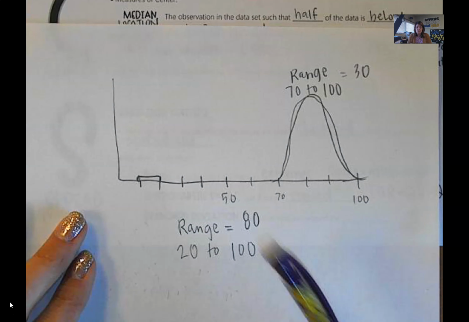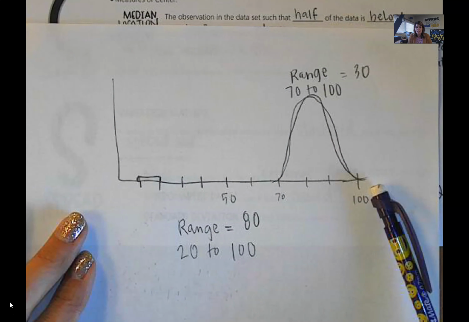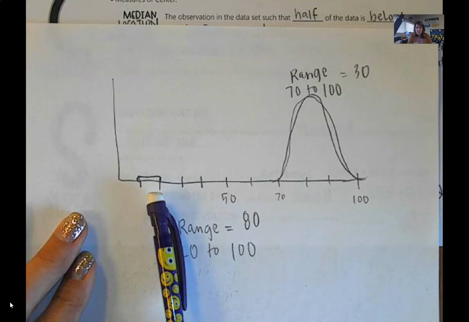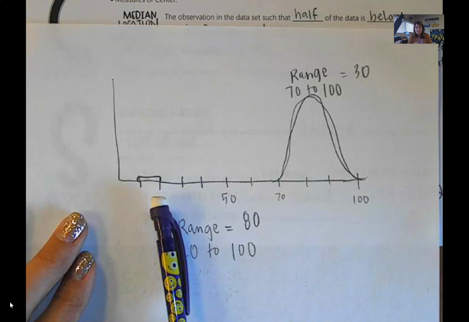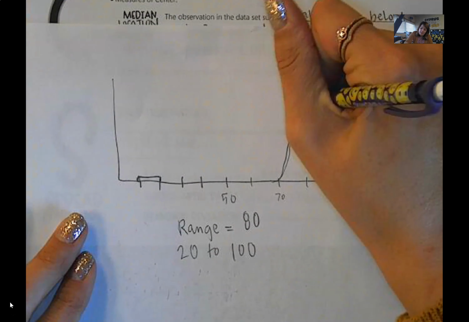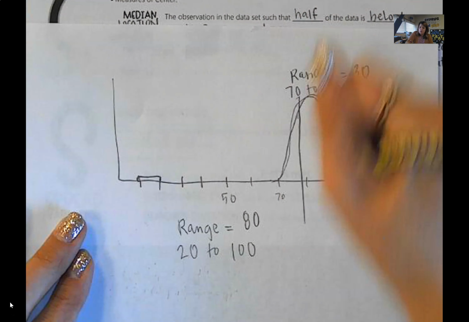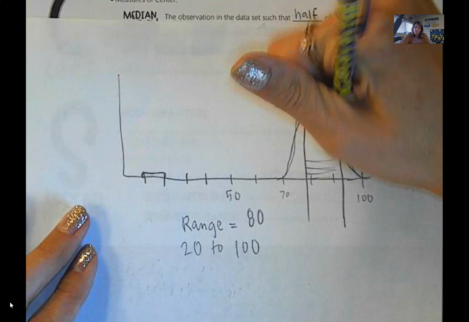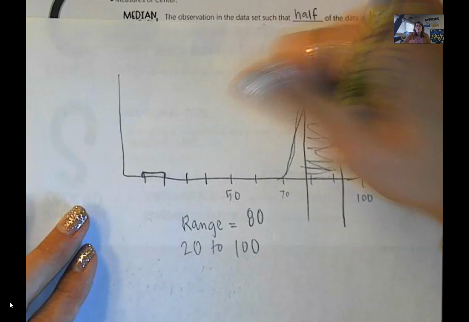In this case, you can see that if this is truly my data set and I just have one outlier out here, I don't want to use range because that's not reflective of what my data actually looks like. I need something else to measure the spread of this data. So what I would use instead is the interquartile range. And remember, interquartile range is that middle 50% of the data.